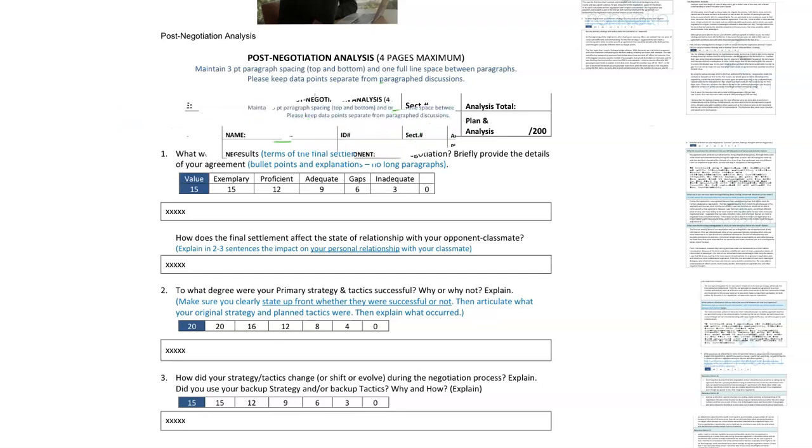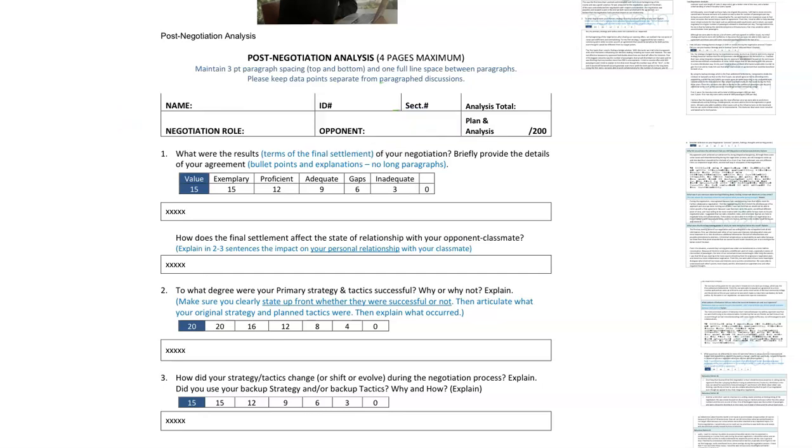So looking down, the first question, part A, or the first half of the first question, is asking what the results were. So what is the agreement you have reached, including the terms of the settlement? And you put it in here in bullets. And you'll see in the example how easy it is to put this in here, plus a brief explanation if needed.